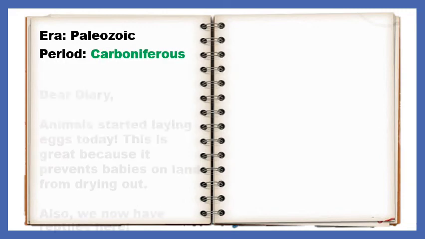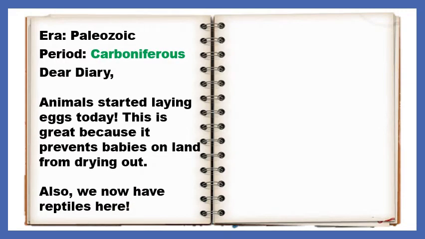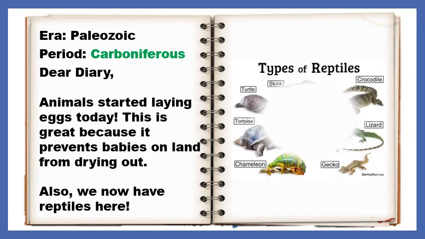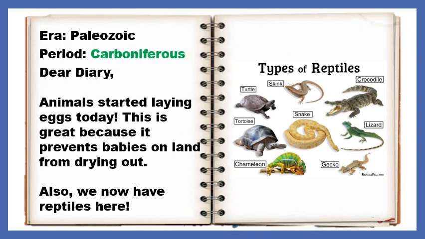Now we're still in the Paleozoic, but now we're in the Carboniferous. Let's see what she says. Dear Diary, animals started laying eggs today. This is great because it prevents babies on land from drying out. Remember, creatures just started coming out of the sea a couple periods ago. Also now we have reptiles here. Those are our crocodiles, our snakes, our lizards, our turtles, our tortoises.